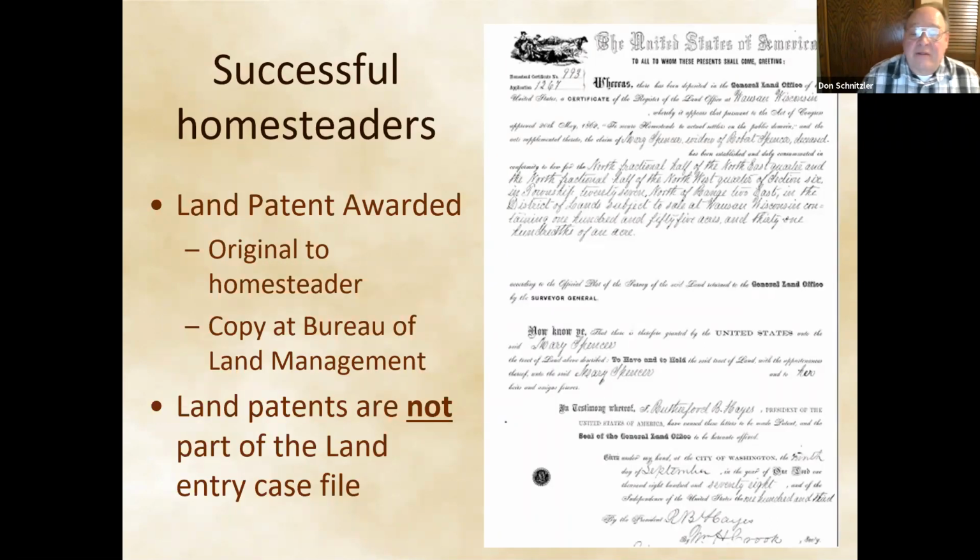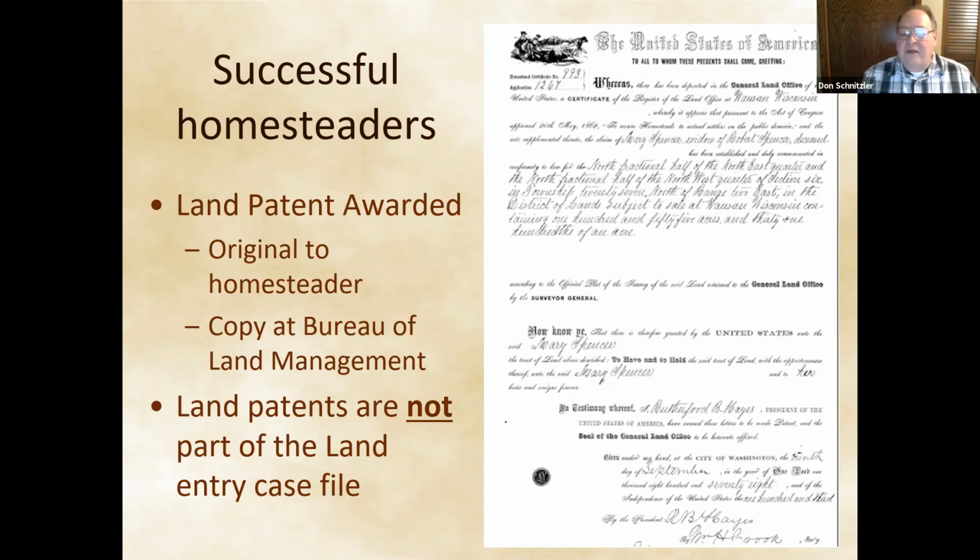Now, one of the things about these patents is when the land patent was awarded, the original was given to the homesteader and a copy was kept at the Bureau of Land Management. It is not part of the actual homestead case file. We can see the patent for all the successful homesteaders through the Bureau of Land Management. And I think I'll show you that next. No, I won't. I'll show it to you in a minute. But it's possible to get to these records and still see them if you don't have access to the original that the family would have been given.